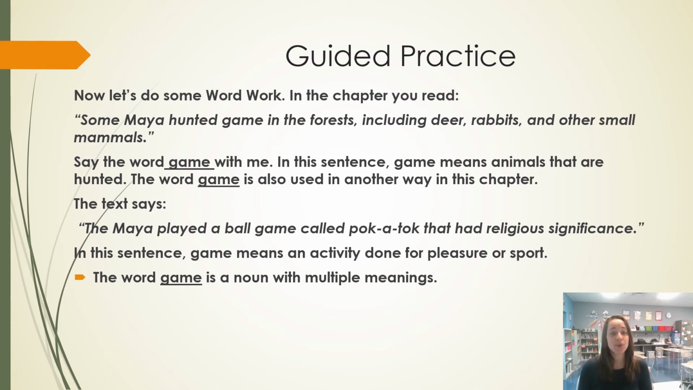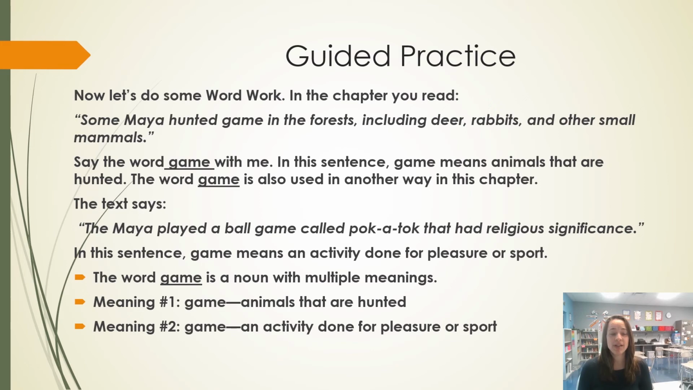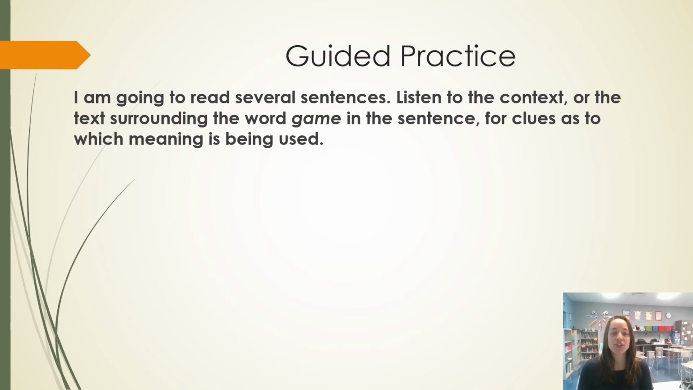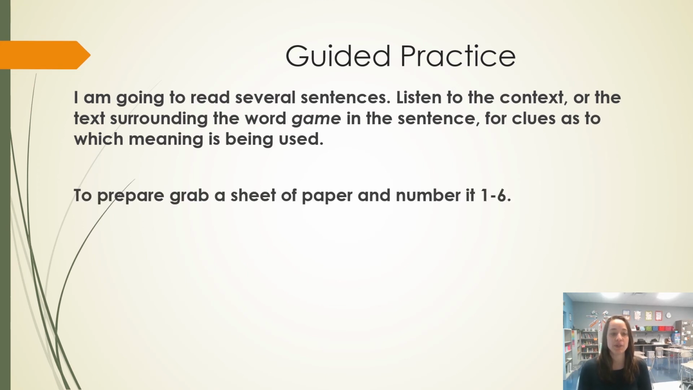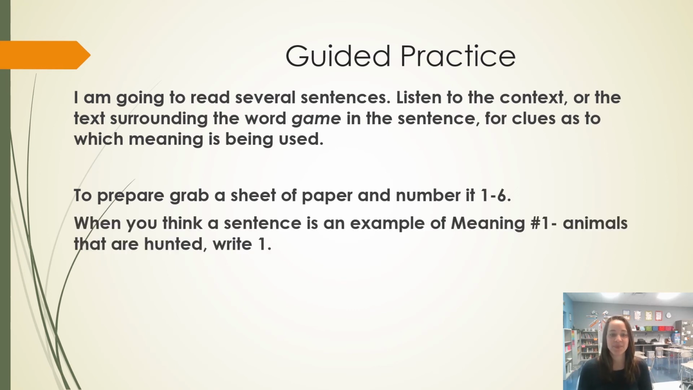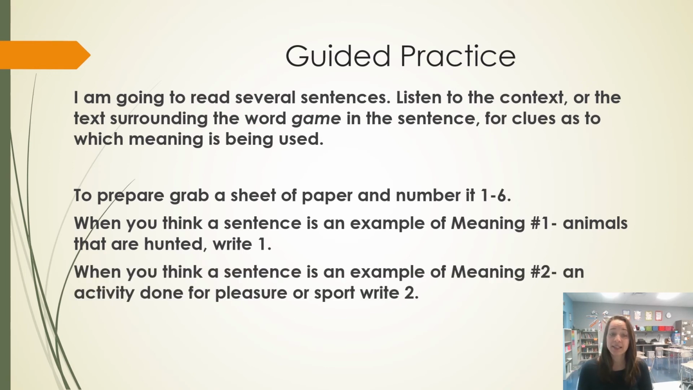The word game is a noun with multiple meanings. Meaning 1, game, animals that are hunted. Meaning 2, game, an activity done for pleasure or sport. I'm going to read several sentences. Listen to the context, or the text surrounding the word game in the sentence, for clues as to which meaning is being used. To prepare, grab a sheet of paper and number it 1 through 6. When you think a sentence is an example of meaning number 1, animals that are hunted, write 1. When you think a sentence is an example of meaning number 2, an activity done for pleasure or sport, write 2.